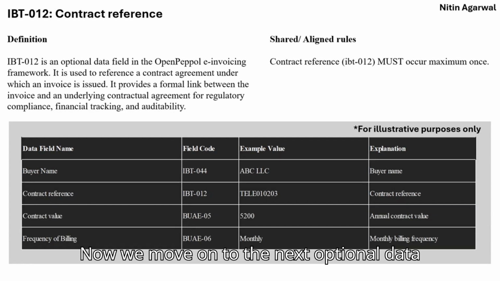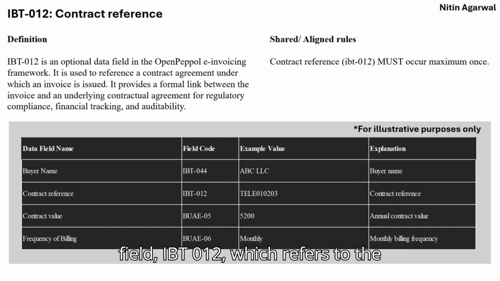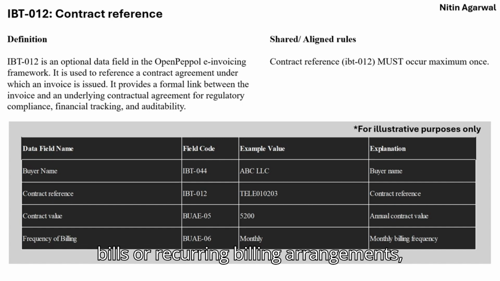Now we move on to the next optional data field, IBT 012, which refers to the contract reference. In scenarios like long-term service agreements, utility bills, or recurring billing arrangements, an invoice might not be issued per transaction, but issued under a broader time-based or time-bound contract. IBT 012 helps to identify that contract and relate the invoice in question to that contract.